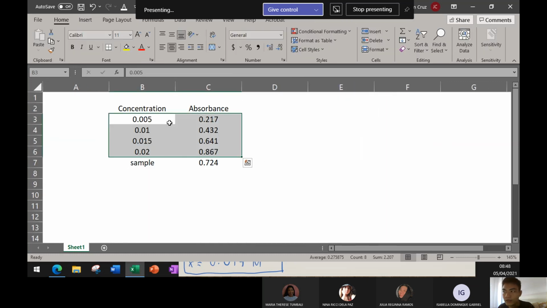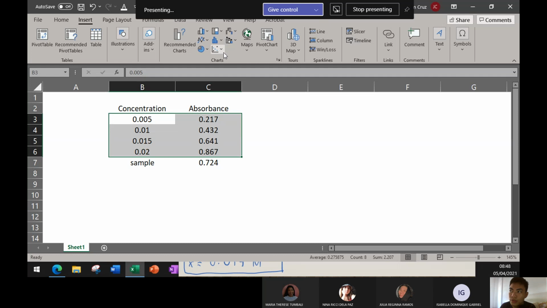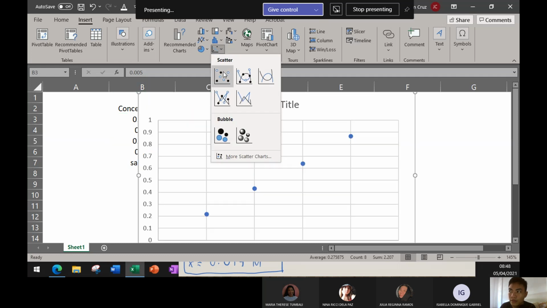Again, ano uli ginawa ko? Dahan-dahan. Highlight. Insert. Scatter. Yun.